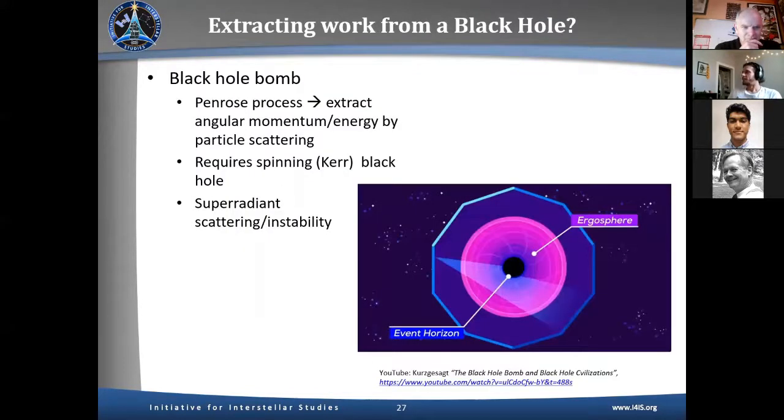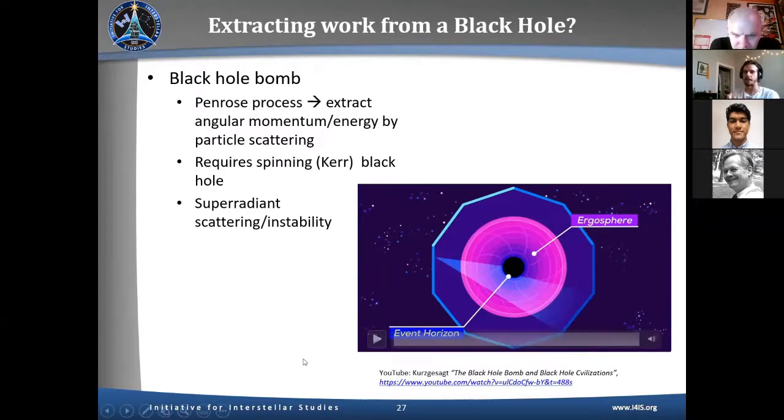All right, so something that might be a little bit more practical, but not by much, is called a black hole bomb, because for something like this, we would not have to build a wormhole, we would not have to change an existing black hole. All we would have to do is find a black hole that is spinning. And so if a black hole spins, it starts dragging space-time around it.